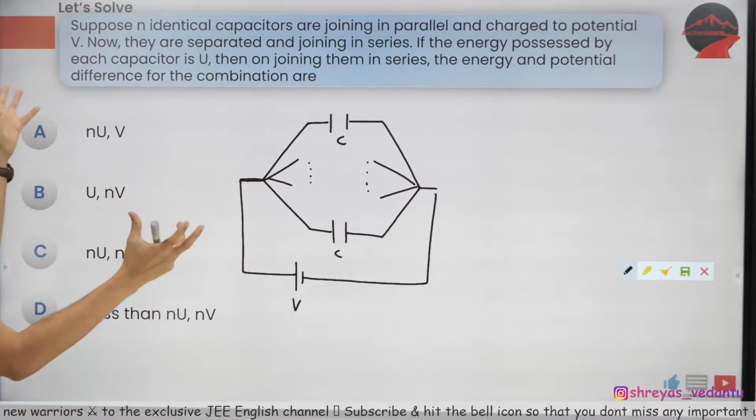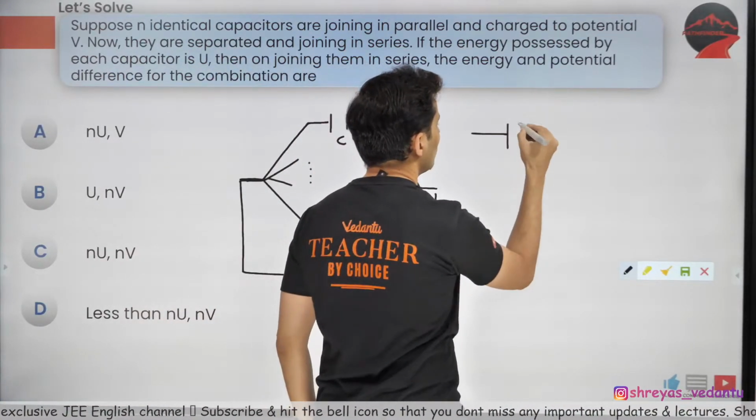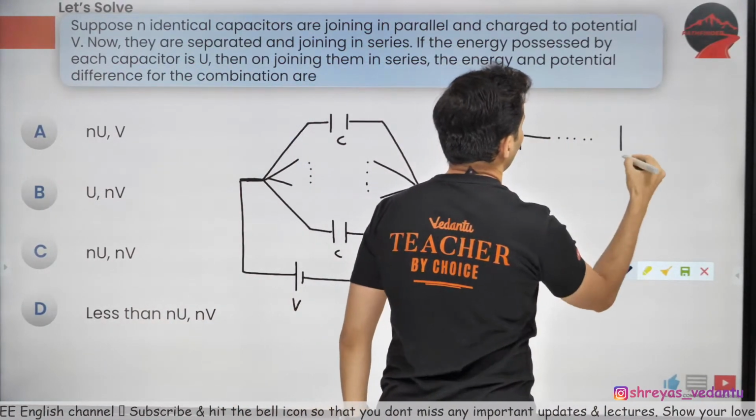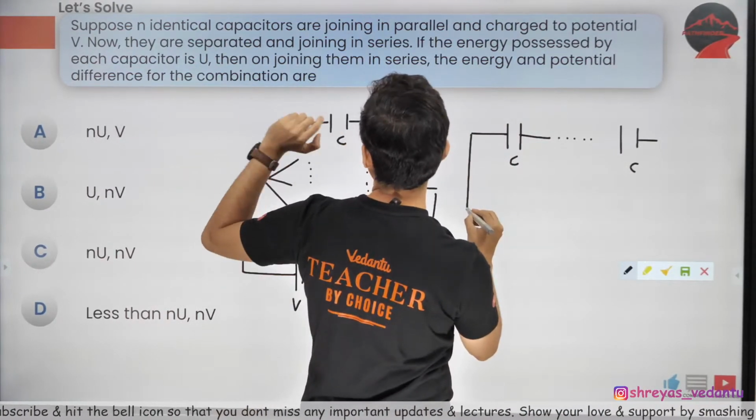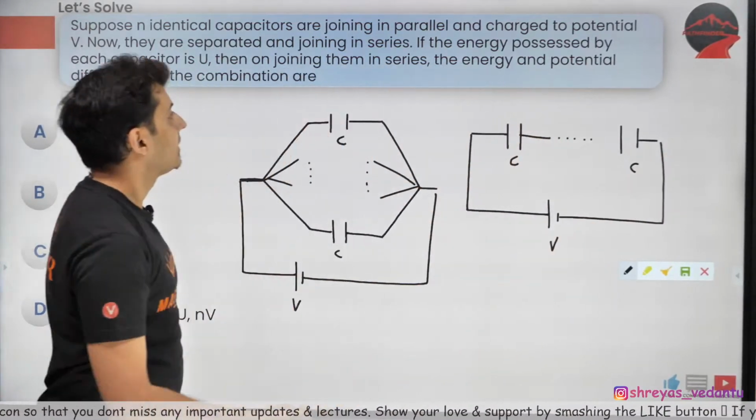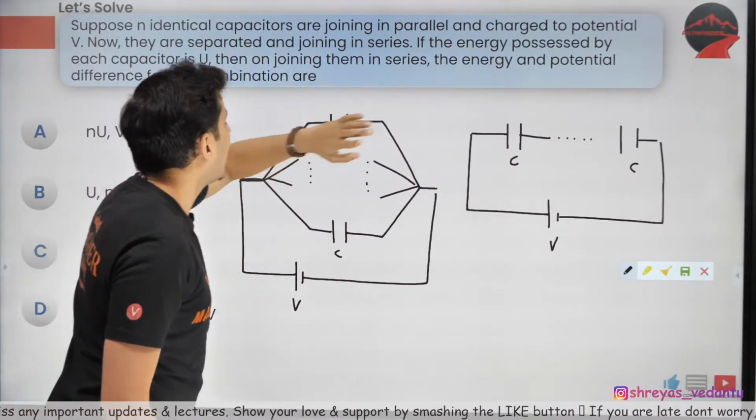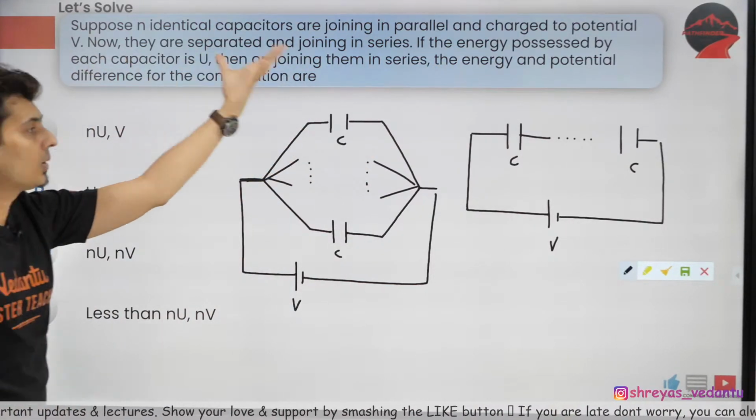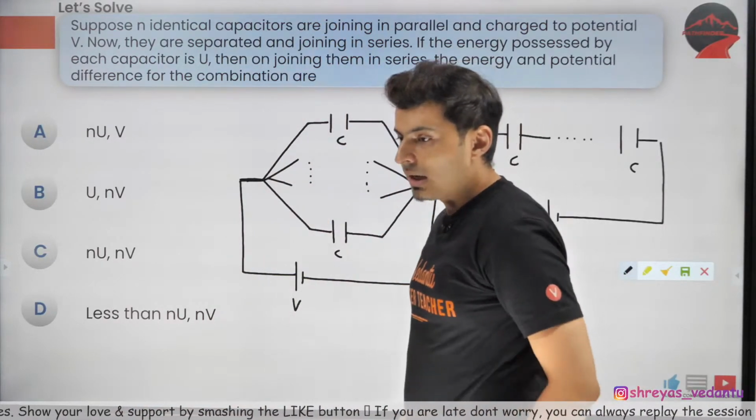Now if these capacitors are separated and they are now joined in series, so you join n of them in series to the same voltage, like this. On joining them in series, the energy and the potential difference for the total combination will be how much? That's the question. Are these JEE problems?